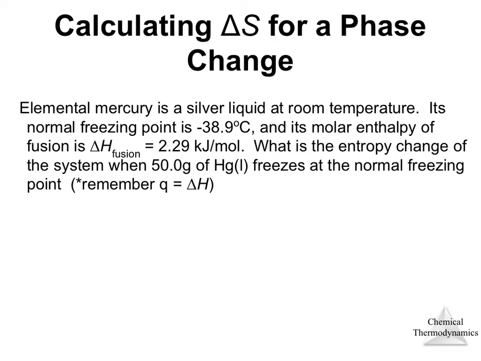So let's look at that. Elemental mercury is a silver liquid at room temperature. Its normal freezing point is negative 38.9 degrees Celsius, and its molar enthalpy of fusion is 2.29 kilojoules per mole. So remember this value, that enthalpy of fusion value, is associated with melting or freezing. That phase change there.